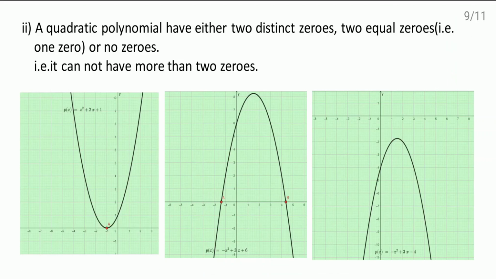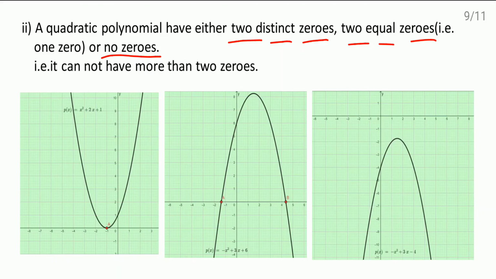A quadratic polynomial has either two distinct zeros, two equal zeros, that means only one zero but both are the same, or no zeros. See, they are saying a quadratic polynomial has either two distinct, that means two different zeros. If not, then two equal zeros. If not, then no zeros. So all those three possibilities are there for the quadratic polynomial.